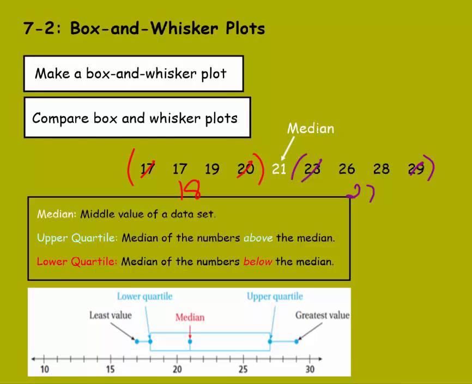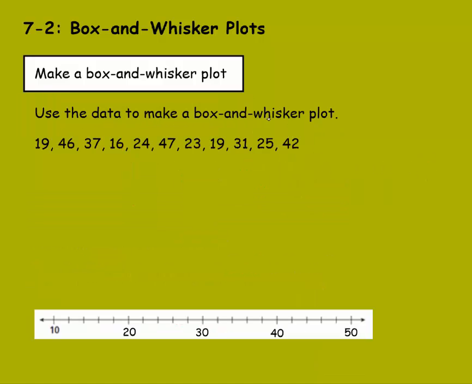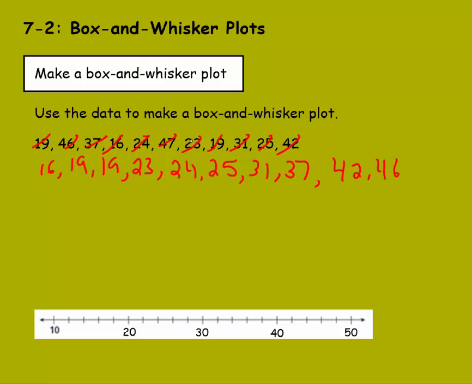Let's create one. It says use the data to make a box and whisker plot. First, just like last lesson, we should order this from least to greatest. So I have 16, 19, another 19, 23, 24, 25, 31, 37, 42, 46, and then 47.